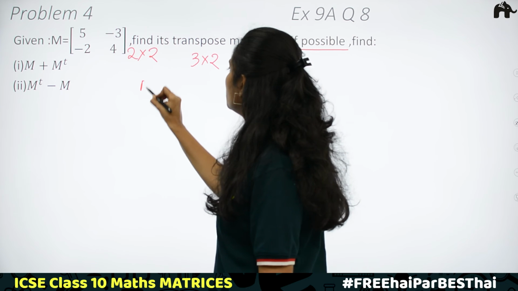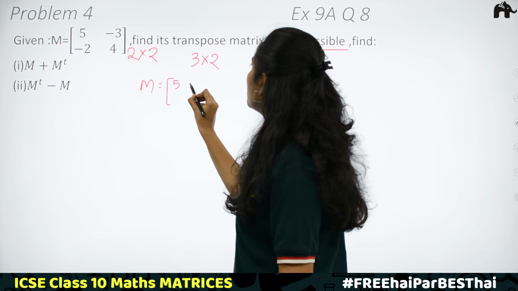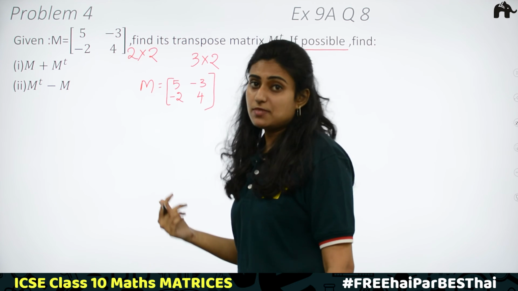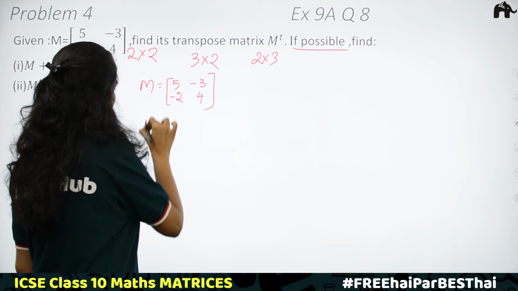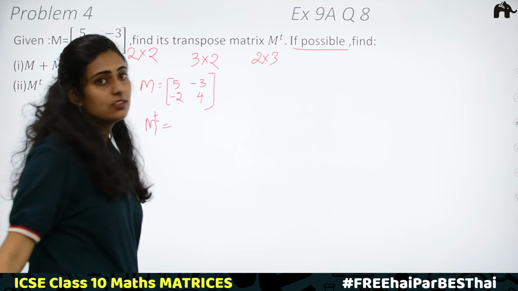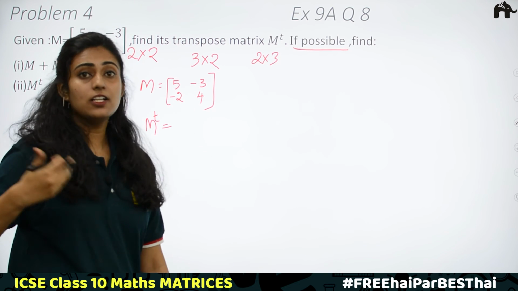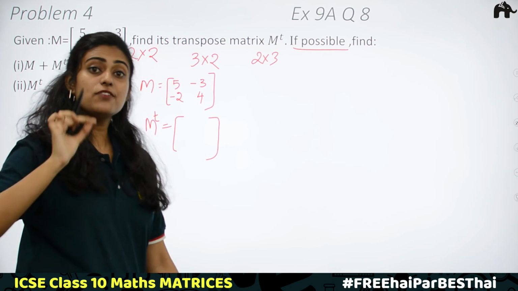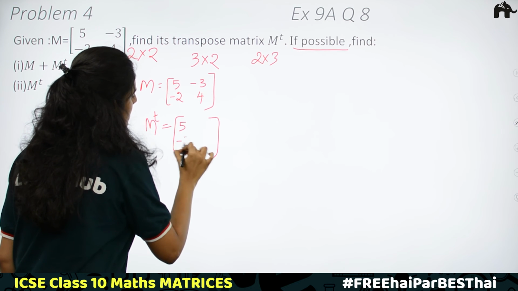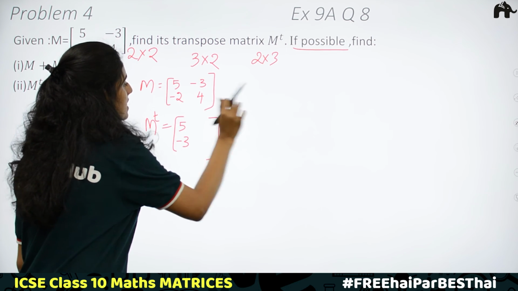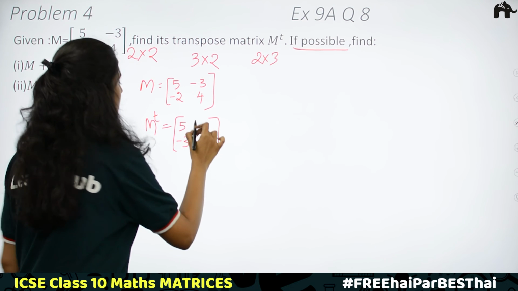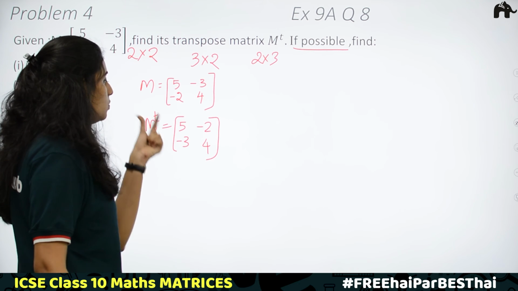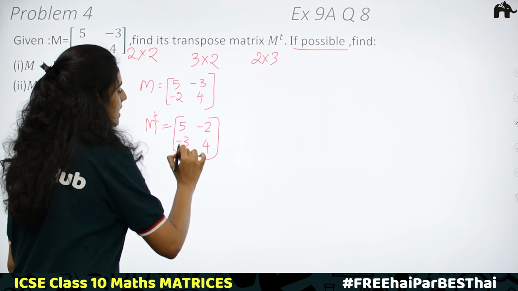We have M is equal to 5 minus 3 minus 2, 4. We'll first find M transpose. What is M transpose? How to find M transpose? We have to interchange the rows and columns. Here the first row is 5 minus 3. 5 minus 3 is the first row. It becomes the first column. 5 minus 3. Minus 2, 4 is in the second row. Second row becomes second column. That is minus 2, 4. This is our transpose matrix. MT is equal to 5 minus 2 minus 3, 4.